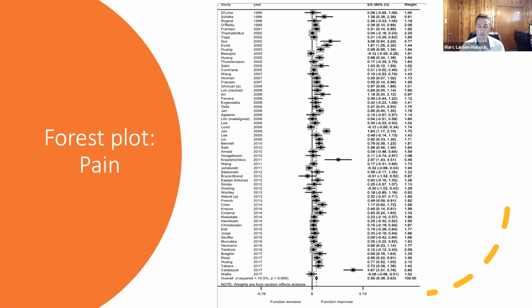This forest plot is the one they did for pain. It's a lot more complicated with busier stuff going on here, so I didn't show it to you first. But essentially what I wanted to show you here is that even though it still shows that we have a positive result down here, it shows that our I-squared is now 75%, right?